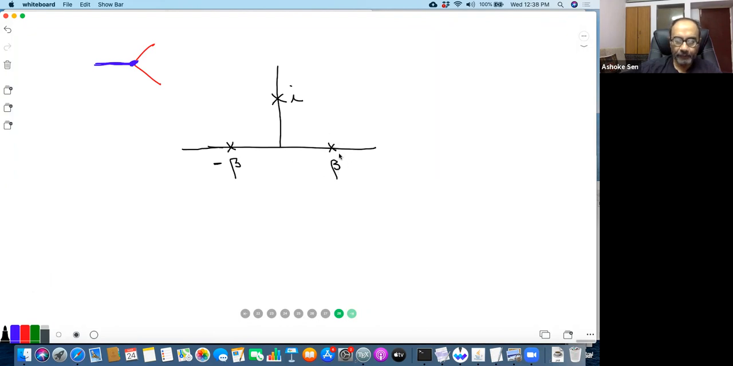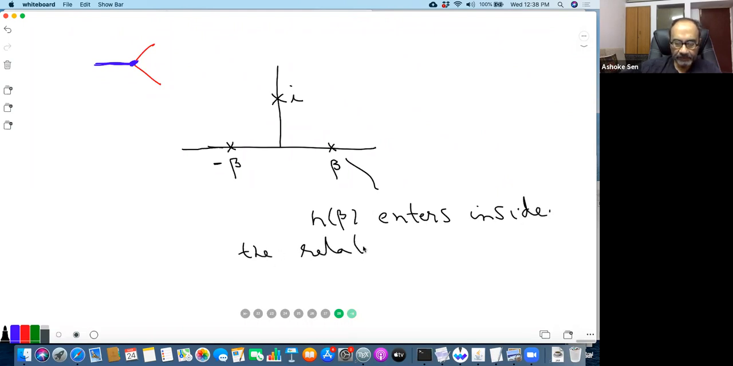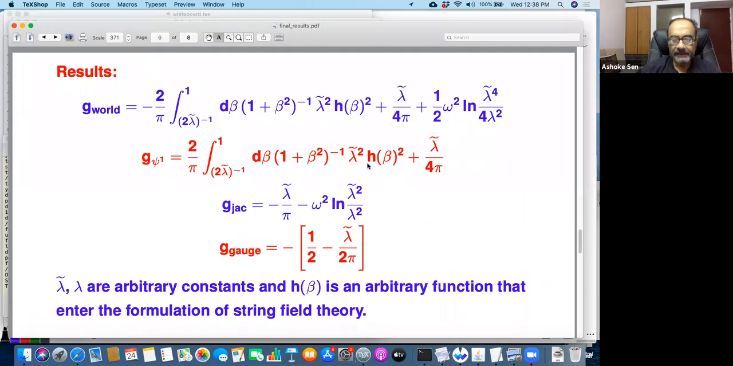And then this h of beta that we saw, that function, h of beta enters inside the relation z equal to f of w. You see, now f of w has to be specified for each beta separately. So you can not only introduce a parameter, you can introduce a whole set of functions. And that's why h of beta enters. So this h that you see here is from there.